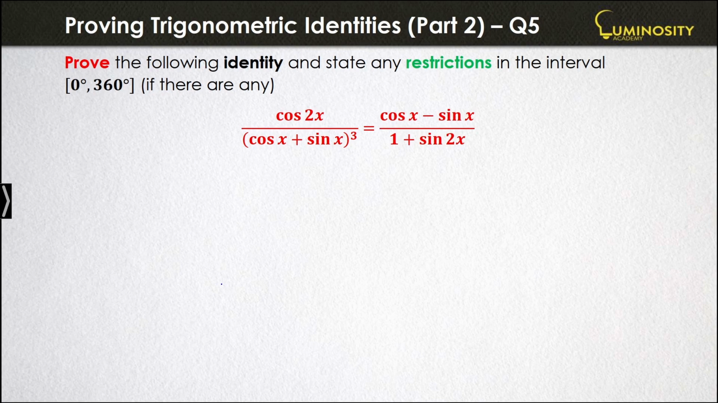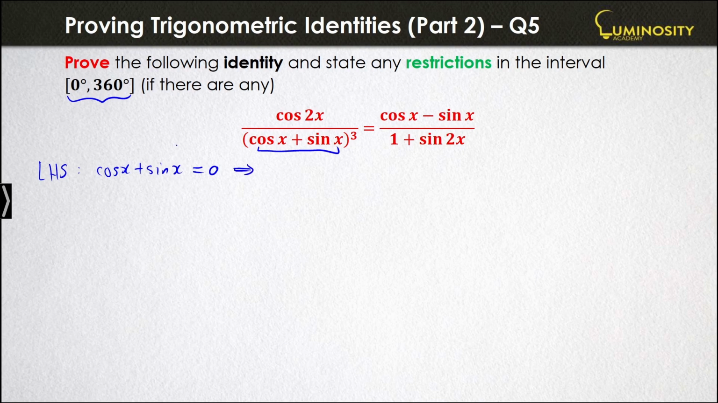So I see a left-hand side and right-hand side that both have fractions. So immediately I'm going to think of restrictions that could apply here. For the left-hand side, in terms of restrictions, the denominator (cos x plus sine x) cubed, so essentially I'm just looking at this part here. When that's equal to 0, then we have division by 0, and that'll be undefined. So if I solve this trigonometric equation, find the x values in this given domain, then those will be the x values that are restricted from this identity.